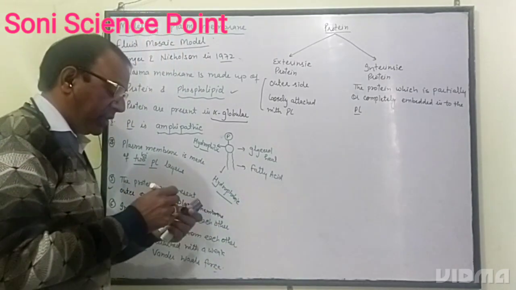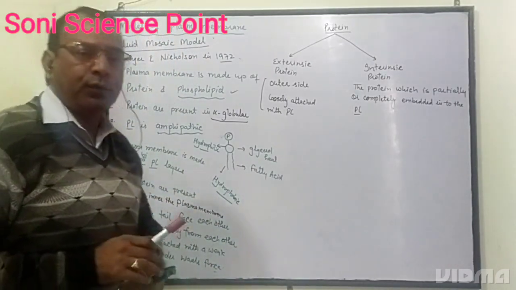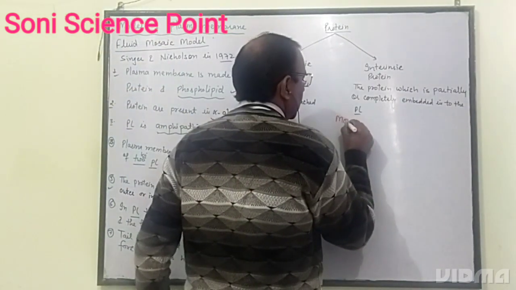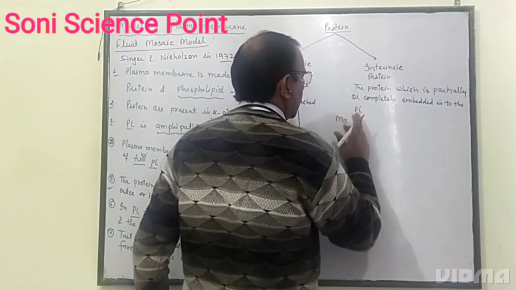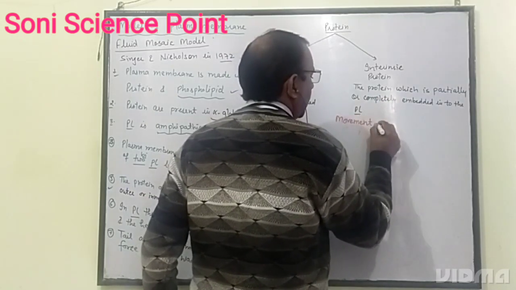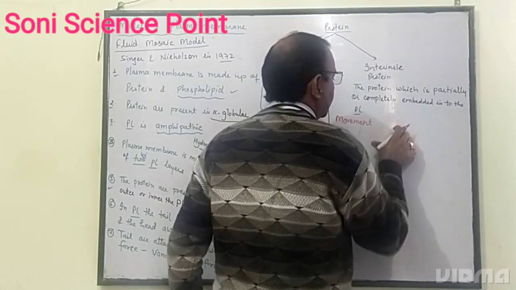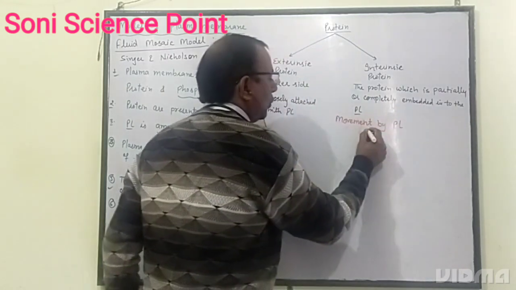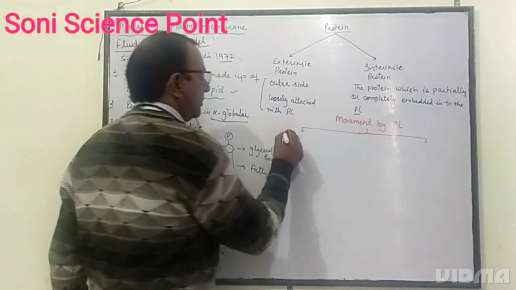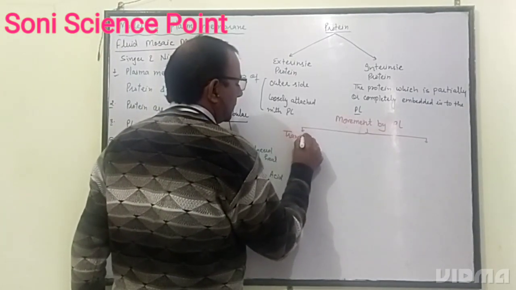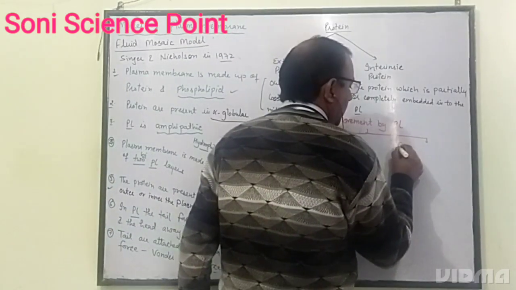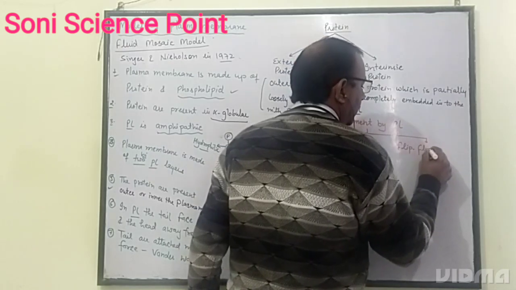This was changed by Singer and Nicholson. And the second one is that phospholipid shows two types of movement: one is transitional movement and the other one is flip-flop movement.